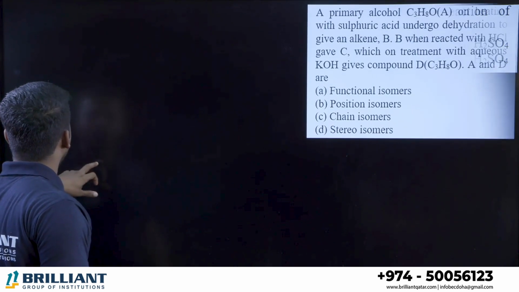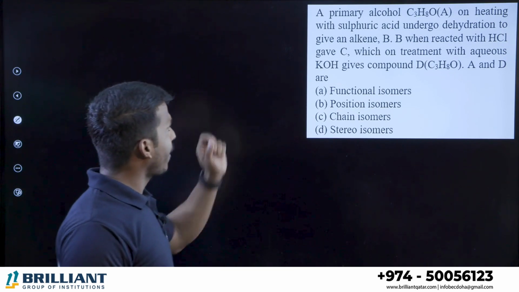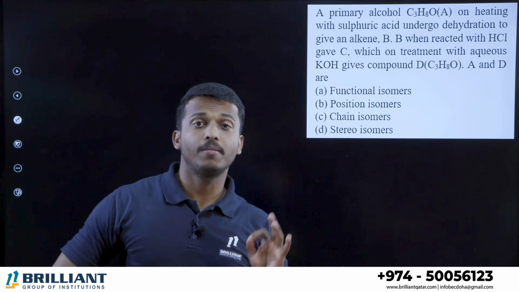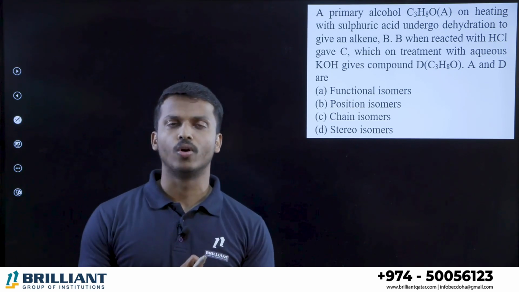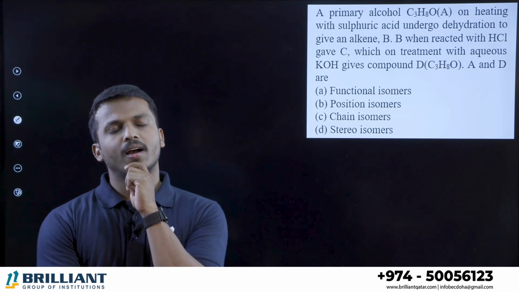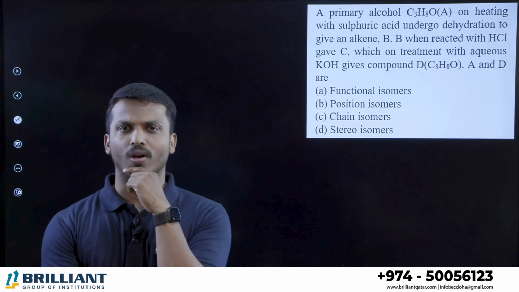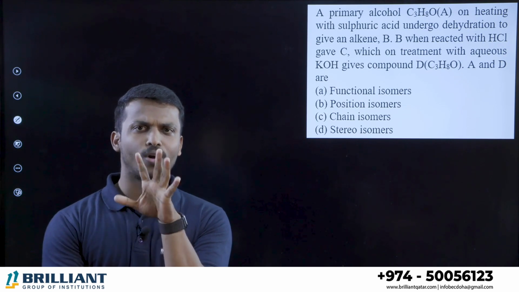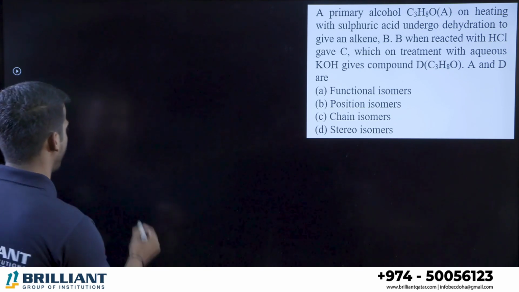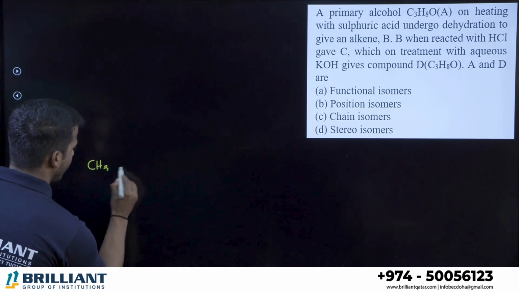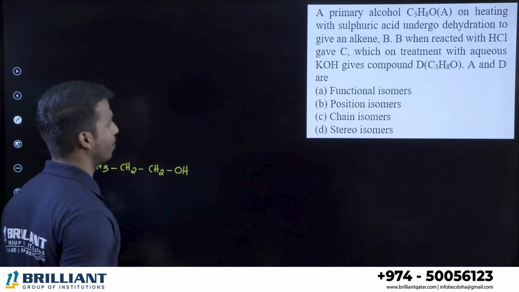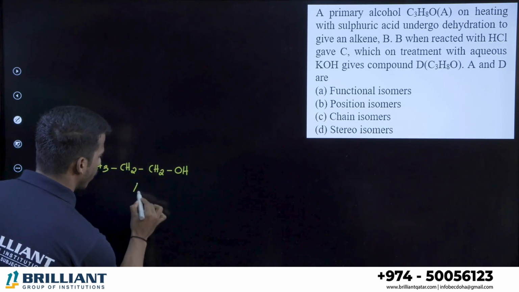Next question dear all, look very carefully. A primary alcohol C3H8O. You know C3 means there are 3 carbons, correct? They already said it is a primary alcohol. 3 carbons containing only one primary alcohol, right? What is that? We can say propanol, right? What is propanol? CH3CH2CH2OH. This is called propanol. So this is your starting material, compound A.